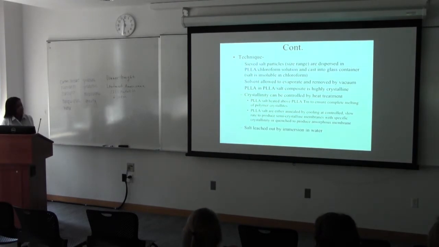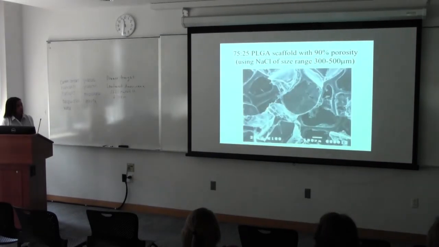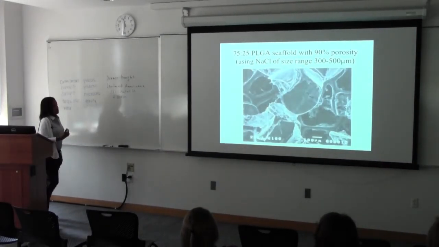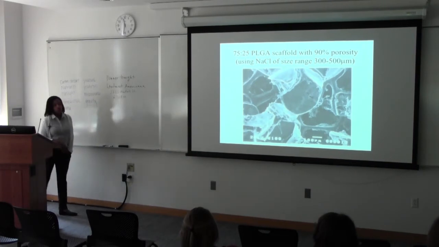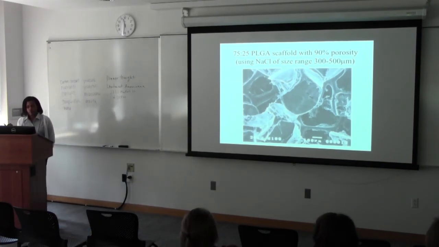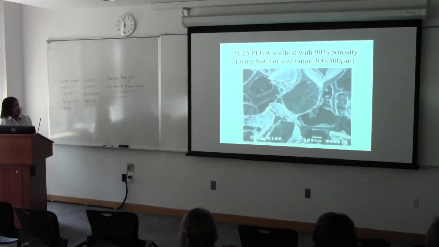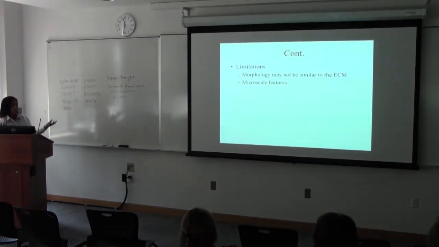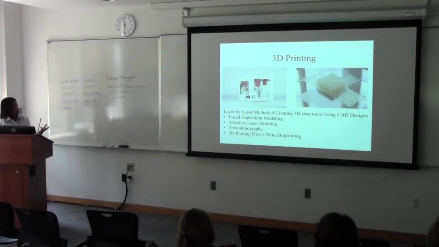Again, it's a solvent casting technique, so you dissolve your material into solvent with some porogen, and that stuff gets leached out, and you can get these large structures. But these form foams or sponges. So the morphology of those structures doesn't really look like natural extracellular matrix in many cases. And it's microscale features.